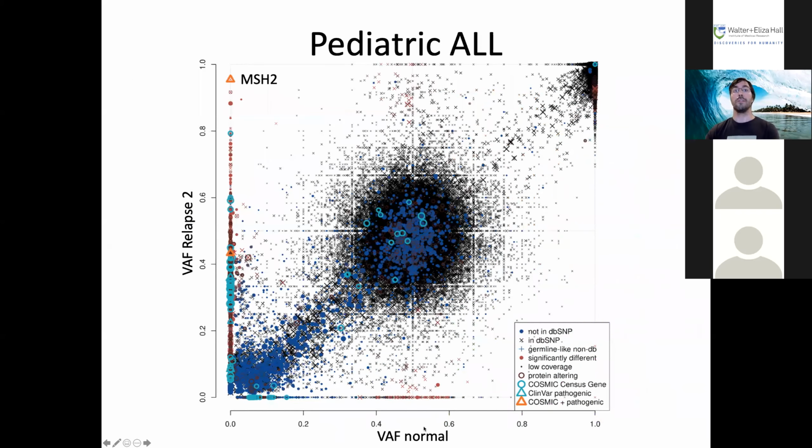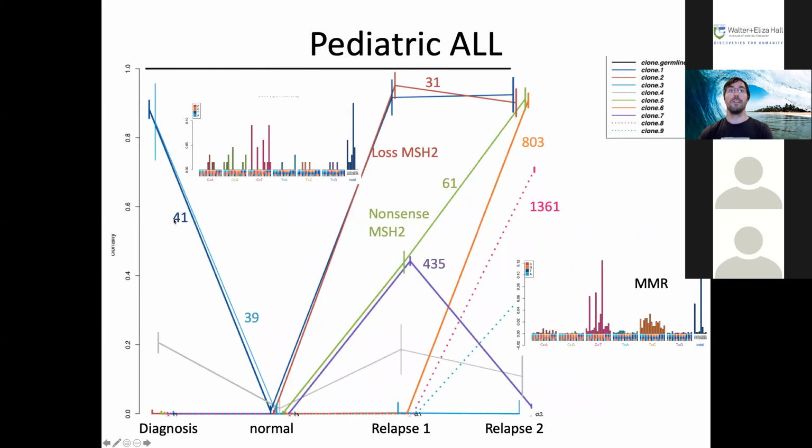And if we go and look at the scatter plot of the normal sample against the relapse sample, we see that the MSH2 variant has a close to 100% variant allele frequency. And this is showing that the copy number loss knocked out the other wild type allele, and then the nonsense mutation knocked out the remaining one. So we can take this information and go back here. We here have the low mutation rates. And then in the red clone, we get a copy number loss of one allele of MSH2. In the green clone here, the second allele of MSH2 gets knocked out with a nonsense point mutation.